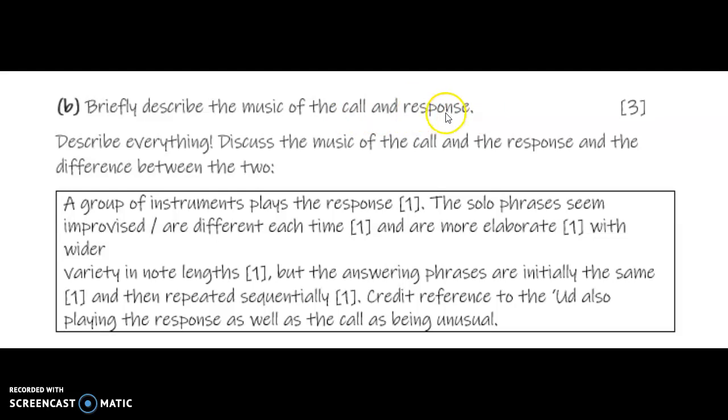So you must say that the response answers the soloist, okay? And the response you can hear is repeated the same almost every time. And I would also mention that the oud played throughout the call and the response.